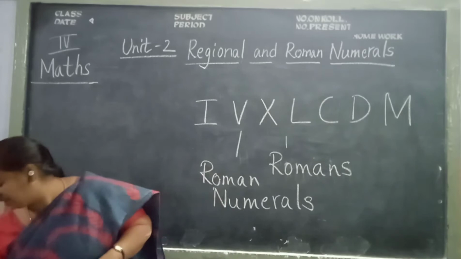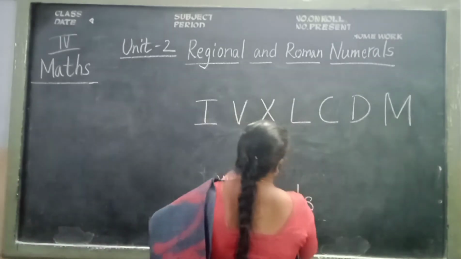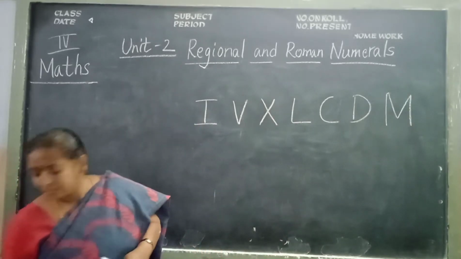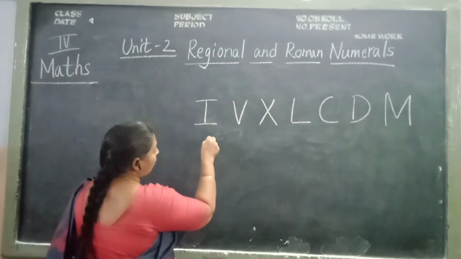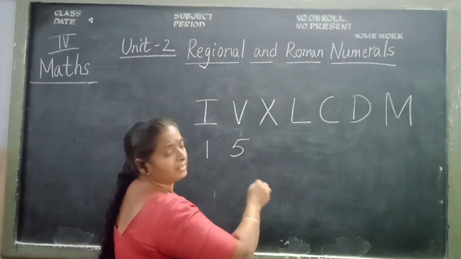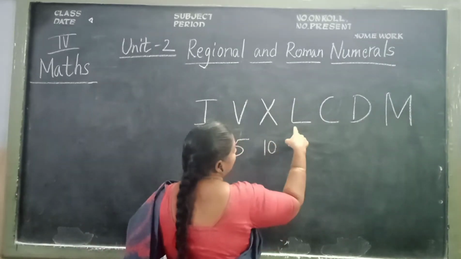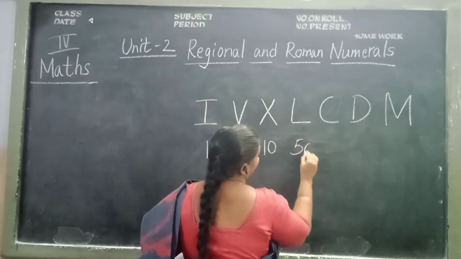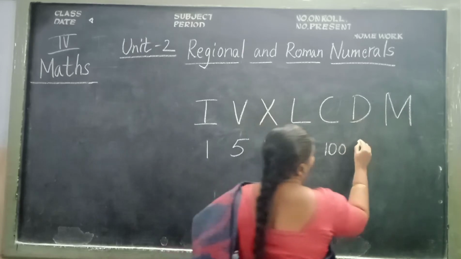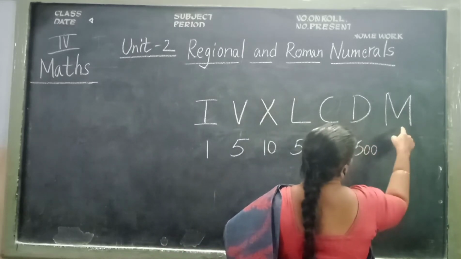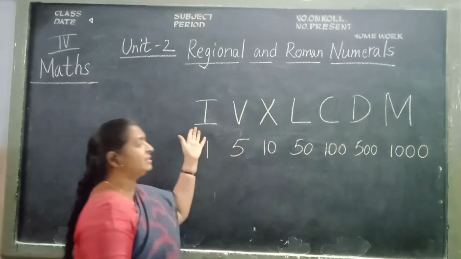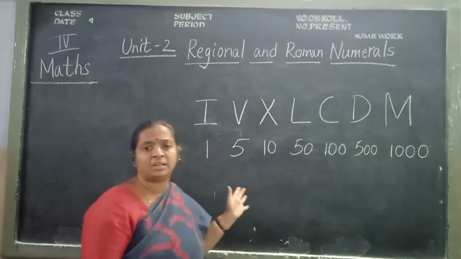See children, we will see the value of these. This one is I, 1. This one V is 5, this one X is 10, this one L is 50, C is 100, D is 500 and M is 1000. See children, this is the value of Roman numerals.